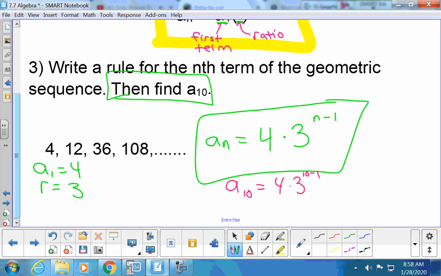78,732. Yeah, I mean, this is exponential growth. Wouldn't you like it if your bank account was growing that much? Like tripling every day? You'd be doing good, huh?